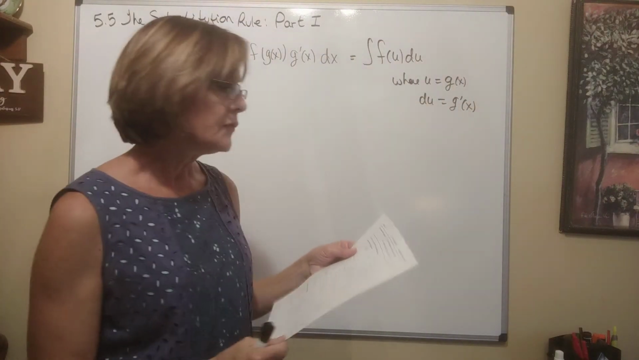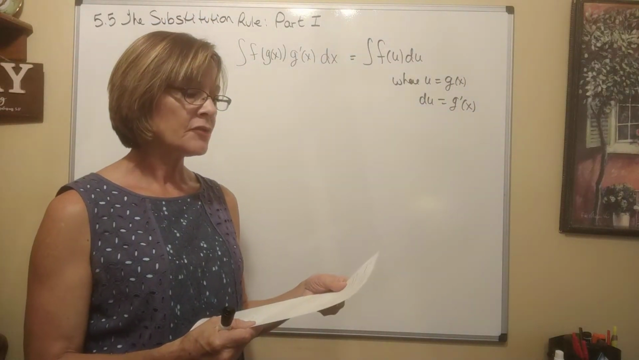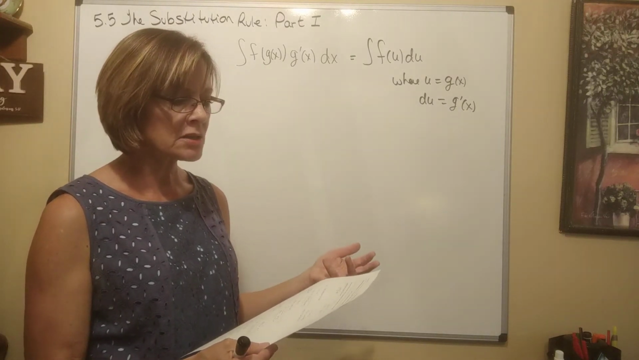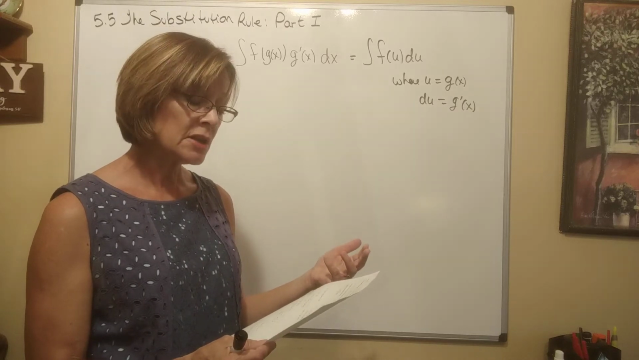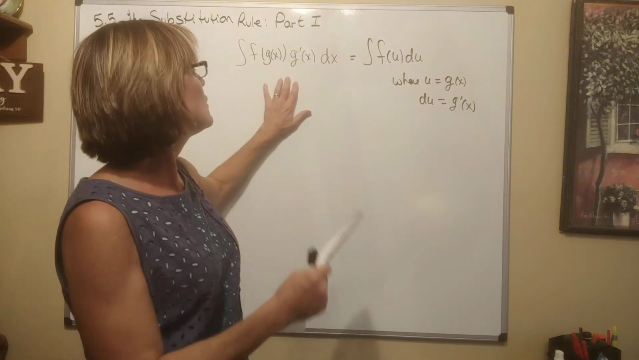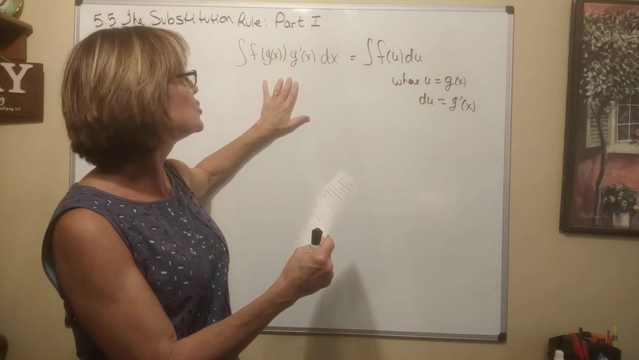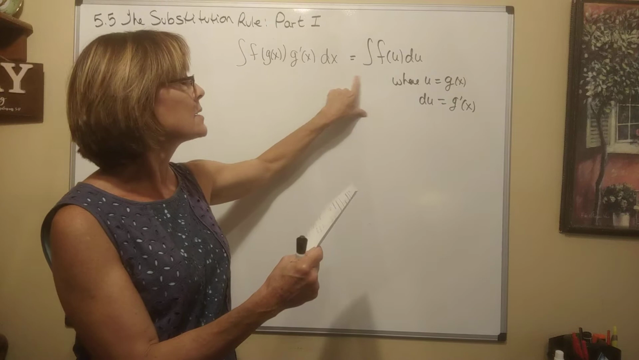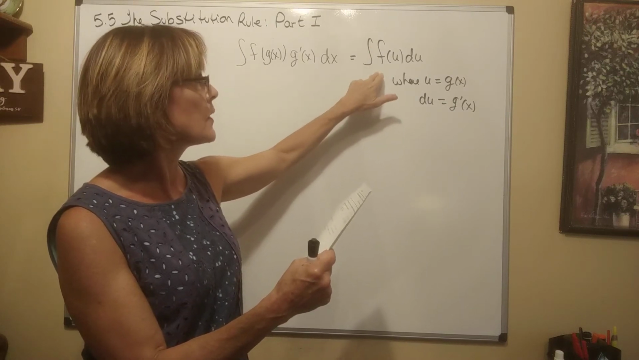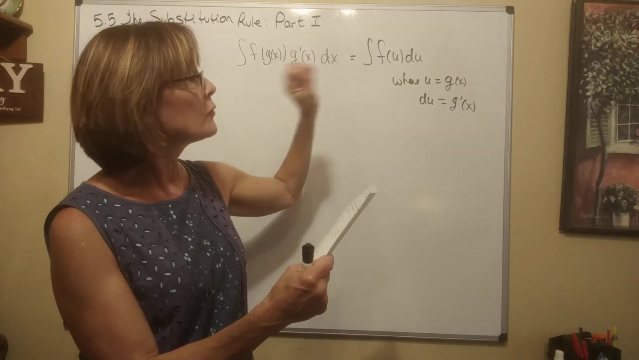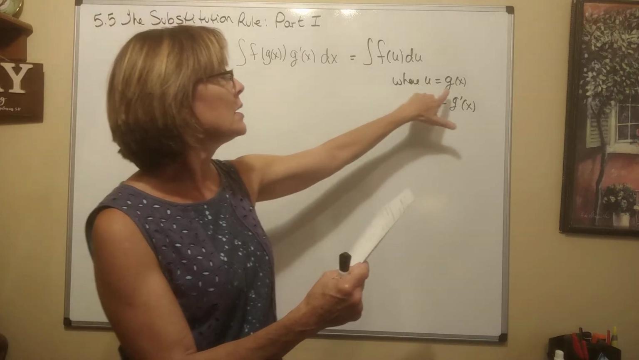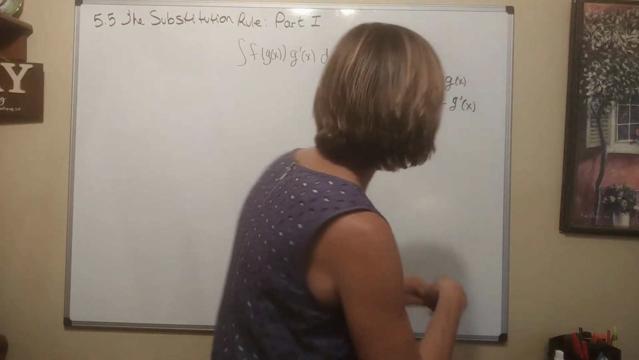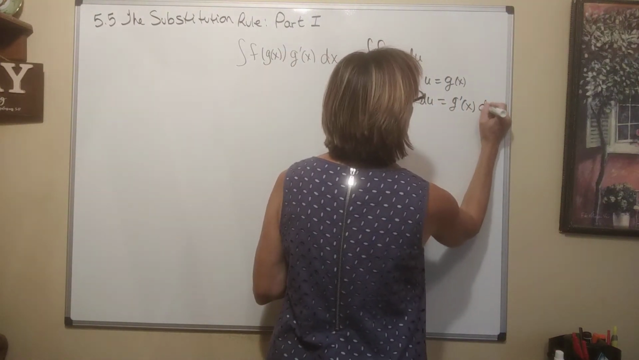At the top of your worksheet, I have it printed out. It says, if u is equal to g of x is a differentiable function whose range is an interval I, and f is continuous on I, then the integral of f of g of x times g prime of x dx can be rewritten as, it's equivalent to, the integral of f of u du. We can rewrite it in terms of u, where u is g of x and du is the derivative of g of x, and so this would be g prime of x dx.